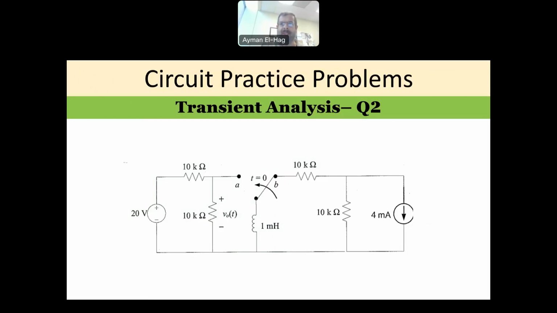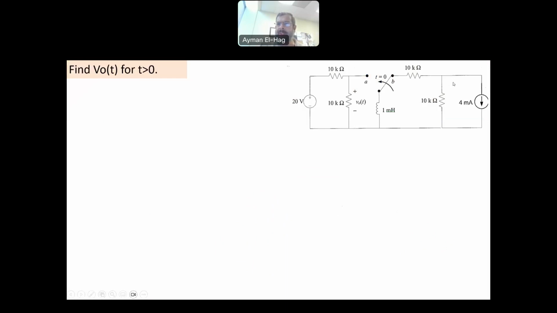This is the second question about transient analysis. Let's see the question. It says you need to find V0 of t, or V output of t, across this 10 kilo ohm resistance as t is greater than or equal to 0. As we did before, the first step is that you assume your V0 of t is equal to K1 plus K2 e to the minus t over tau. That is the first thing you do.